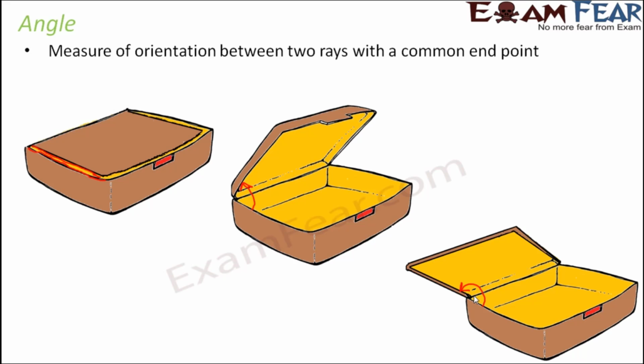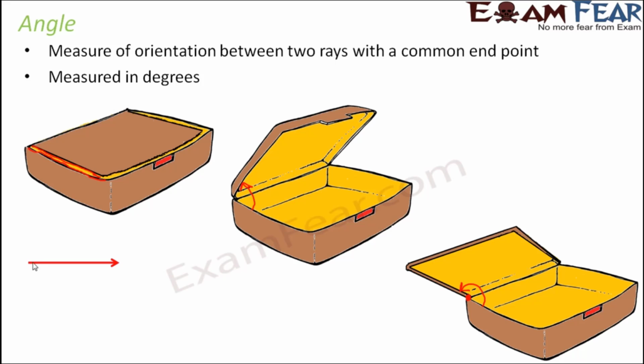So an angle is a measure of orientation between two rays with a common endpoint. In the case of this lunch box, this is the common endpoint between this ray and this ray. We measure this angle in degrees, like 0 degree, 10 degree, 20 degree, 180 degree and so on. So let's look at the angle in each of these cases.